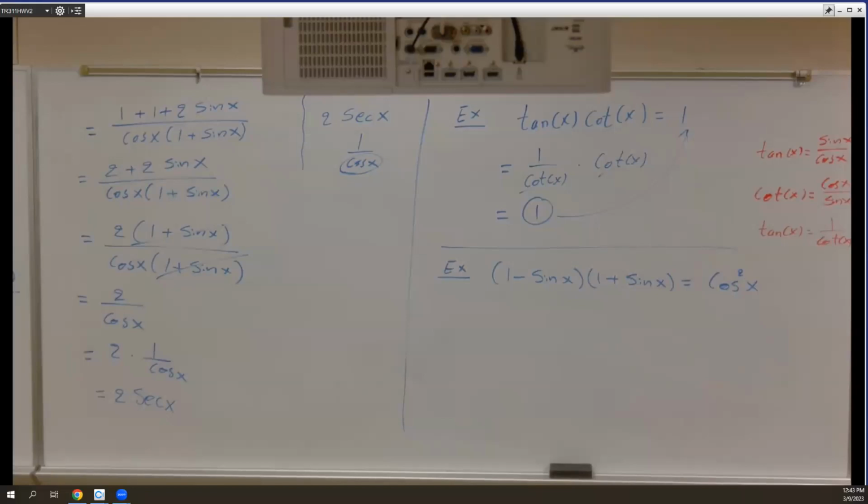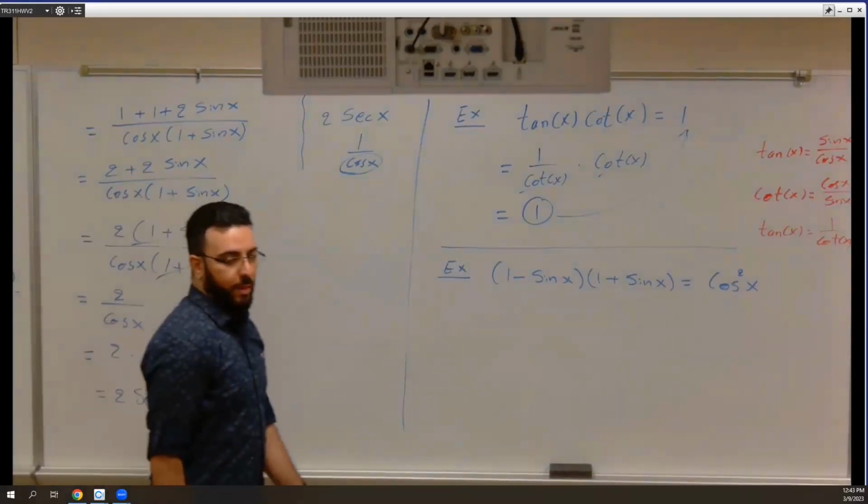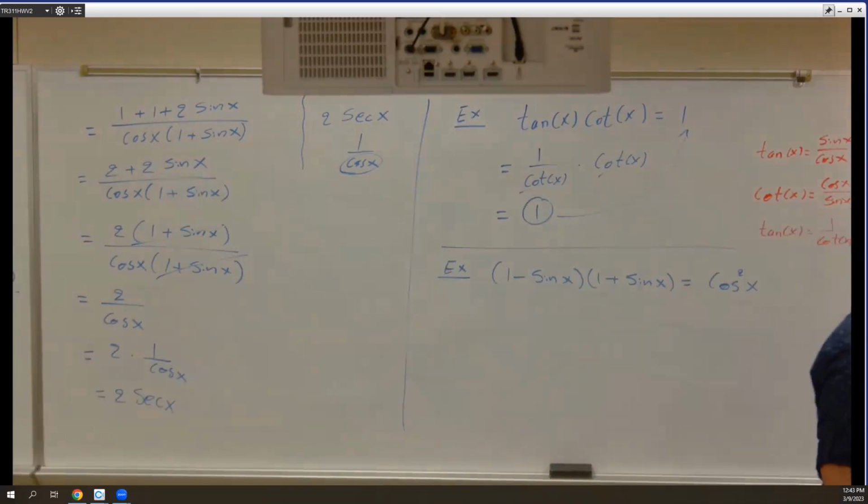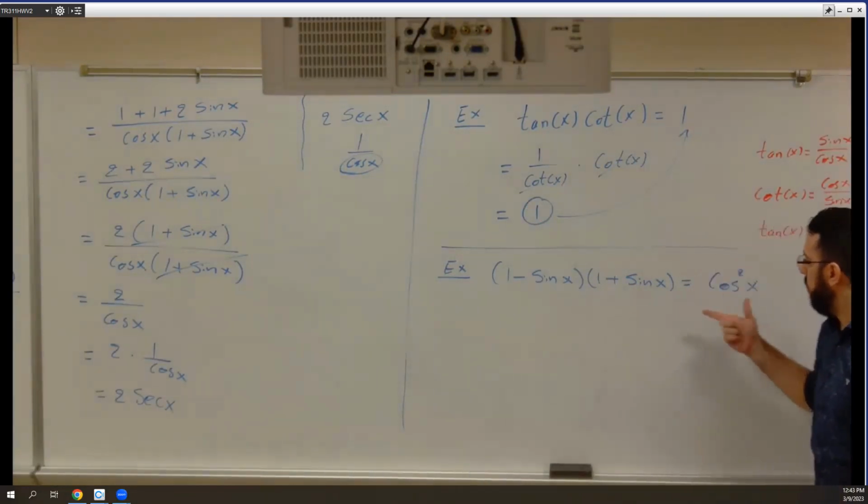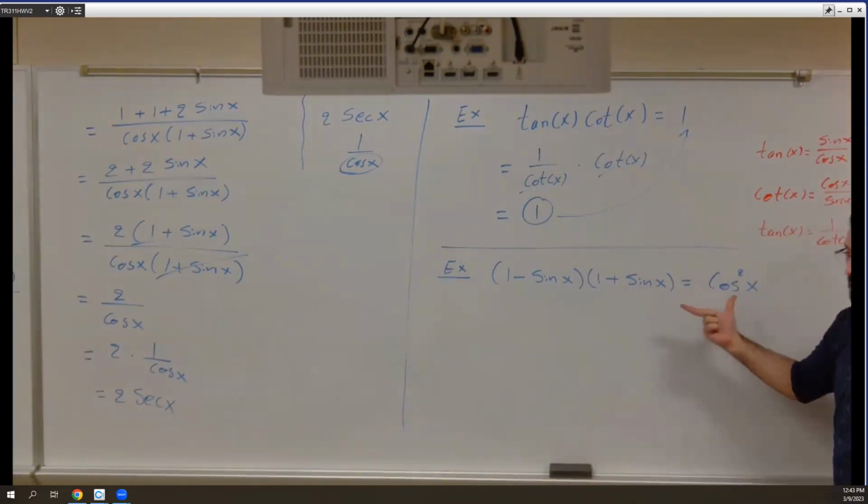Now tell me, how are we gonna solve this one? We need to prove that (1 minus sine x)(1 plus sine x) equals cosine square x. I need to prove this side equal this one. So I'm gonna focus here.